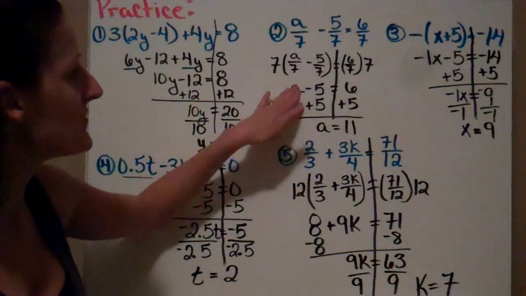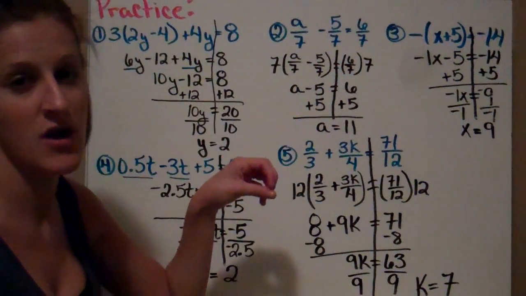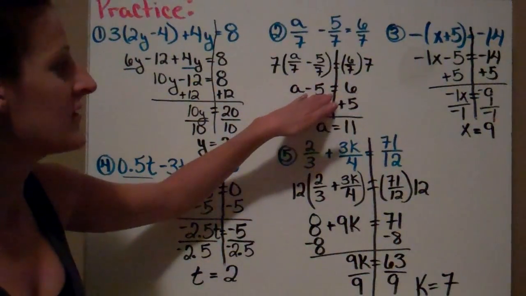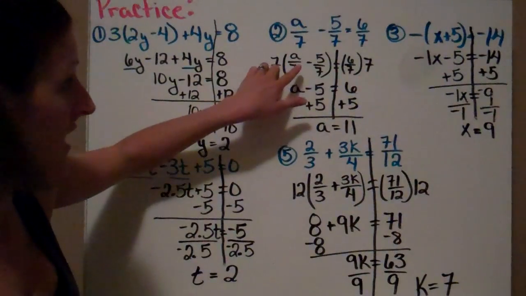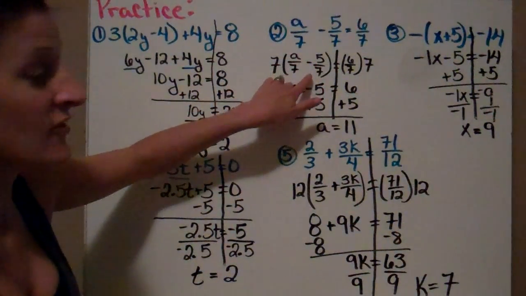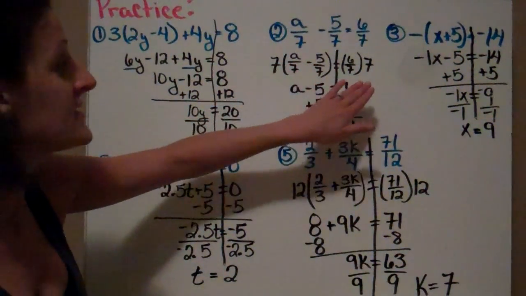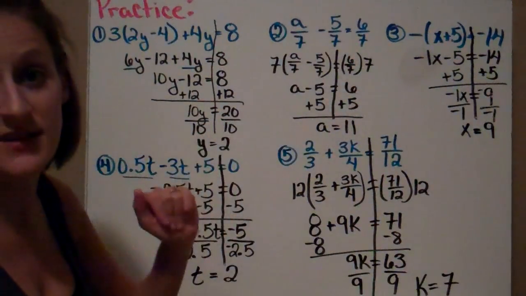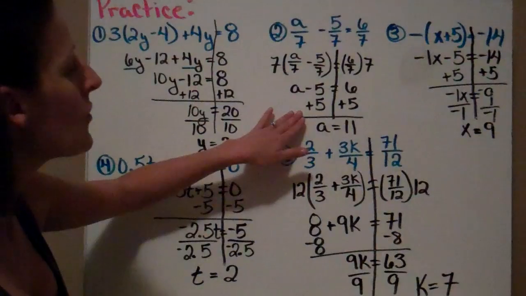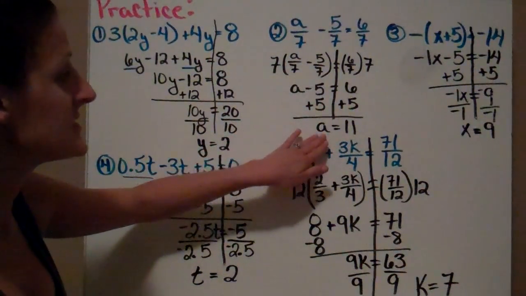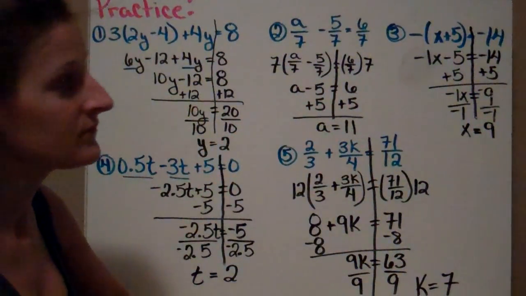That gets rid of all of this to where I just have my numerators of a minus 5 equals 6. Because 7 times a over 7 is just a, and 7 times 5 over 7 is just 5, and 7 times 6 over 7 is 6. So now I'm down to a one-step equation where I add 5 to both sides to get a to equal 11.